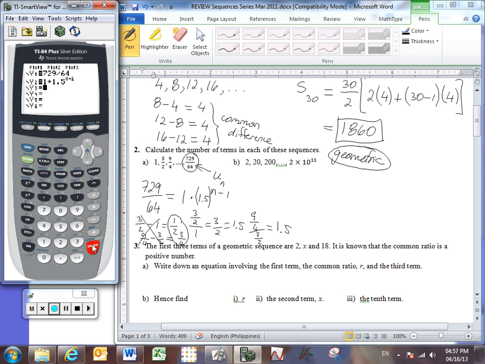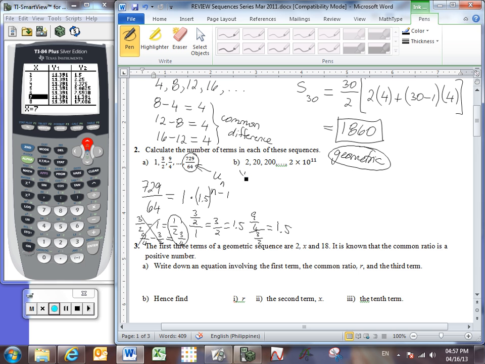And I can see that my n, the number of terms, must be an integer, so let's use the table method. Second graph to get into the table, and I'm looking to see where these values are equal to one another. If I scroll down a little bit, I'll see that I get them equal on row 7, where y1 and y2 are equal to one another. So to show the work, I should explain that my y1 I put in as 729 over 64, and my y2 I put in as 1 times 1.5 to the x minus 1.